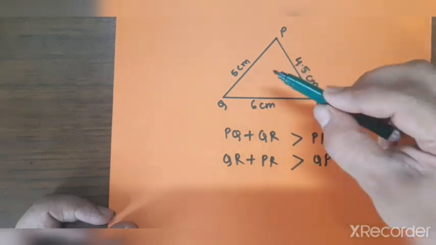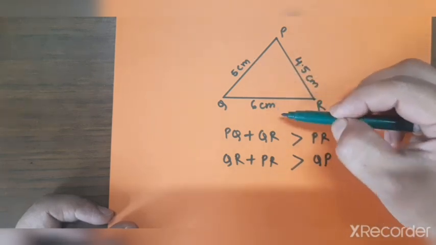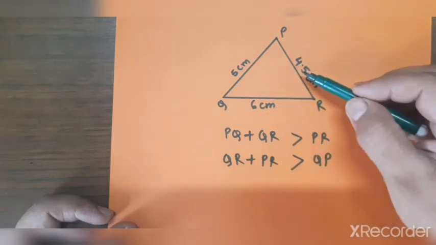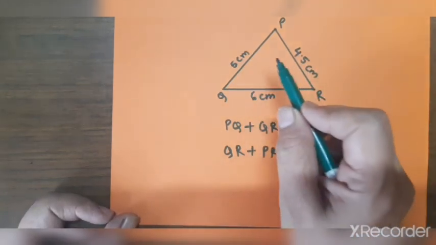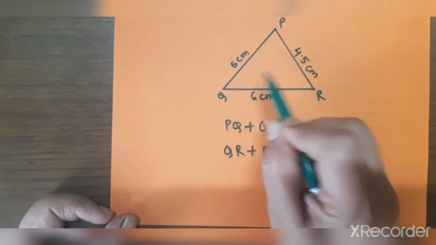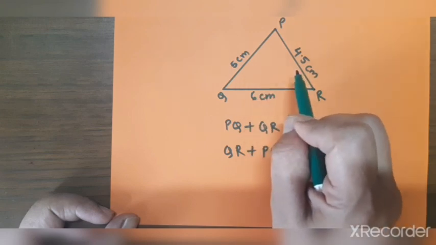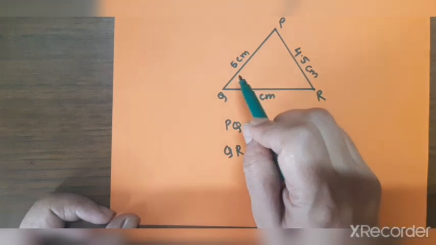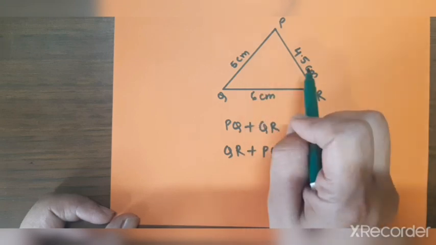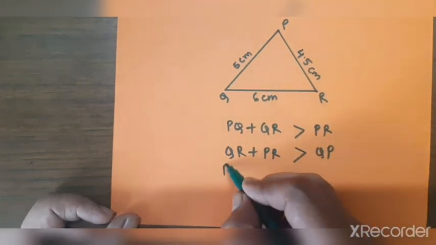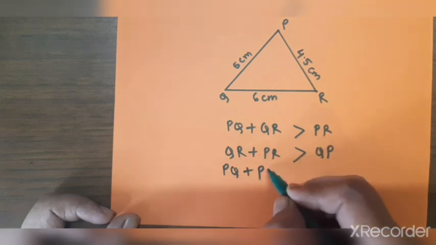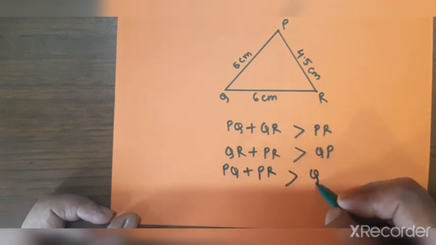Now we will take the other two. We took PQ and QR, then QR and PR, now we will take PQ and PR. So what is PQ and PR? 5 and 4.5. Let us add 5 and 4.5. That is 9.5. Now is 9.5 greater than 6? Yes. So we will write PQ plus PR is greater than QR.